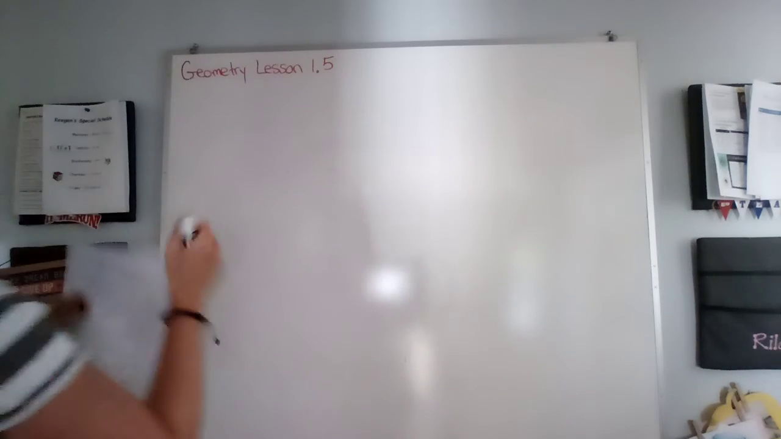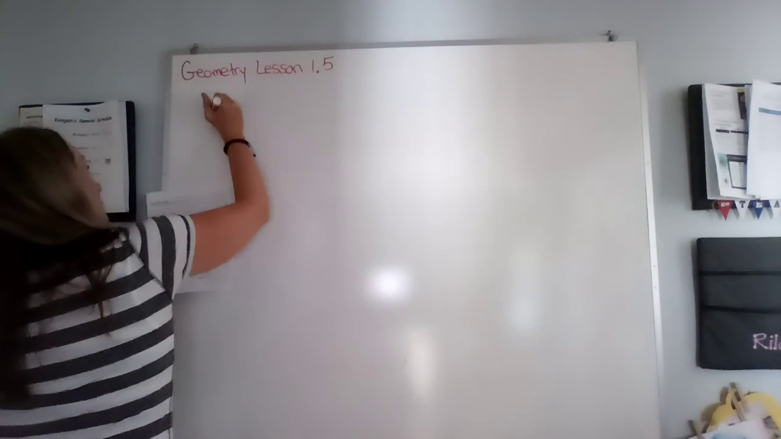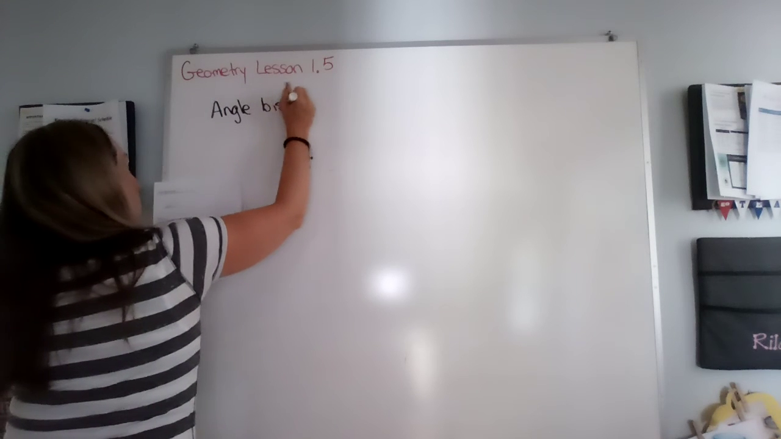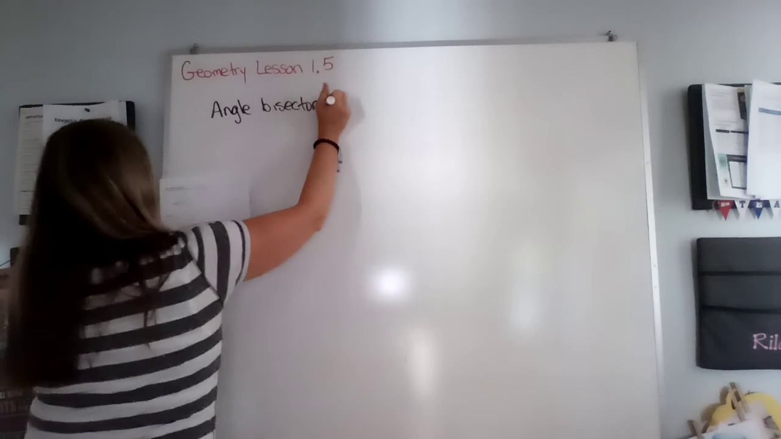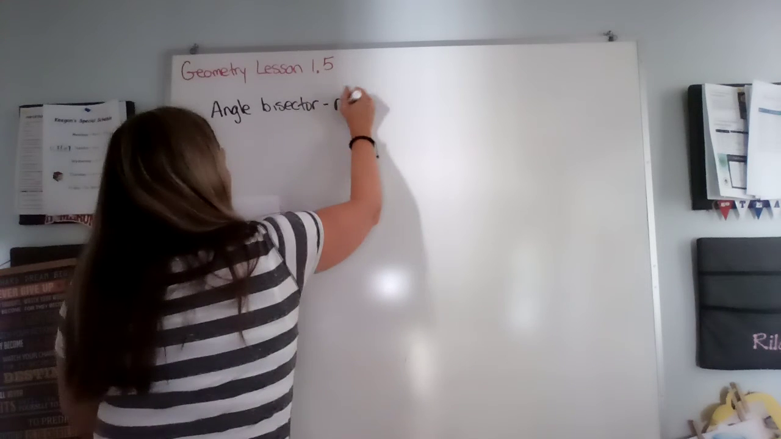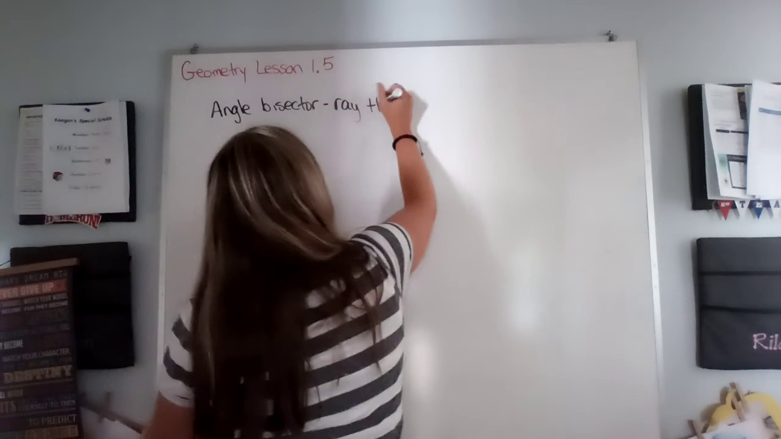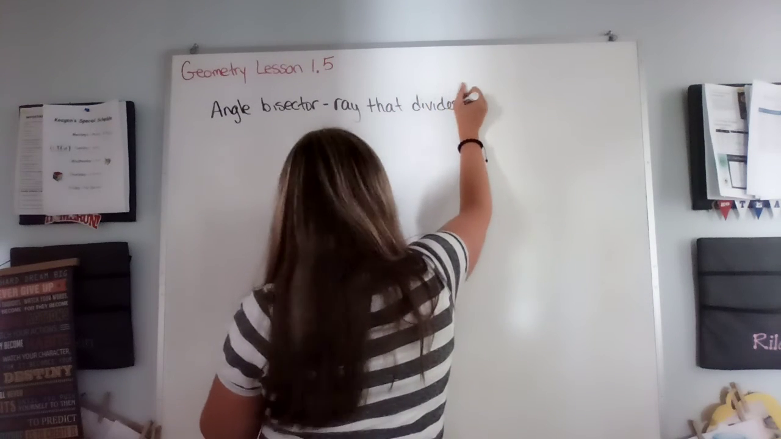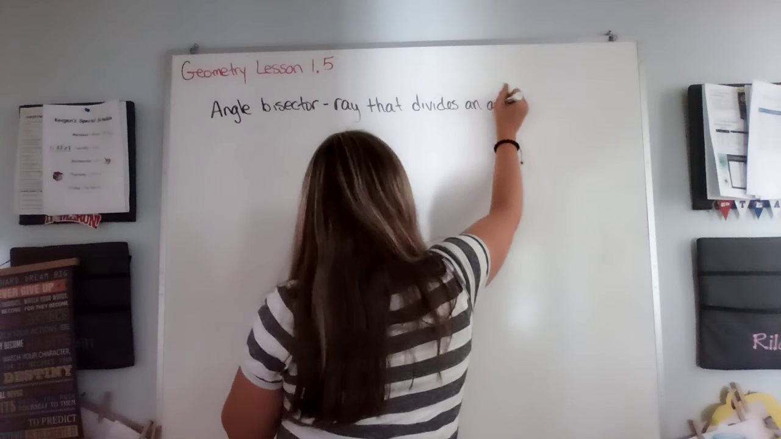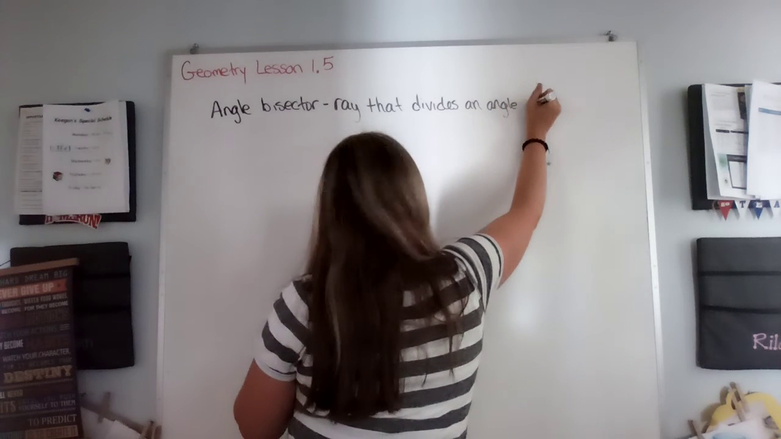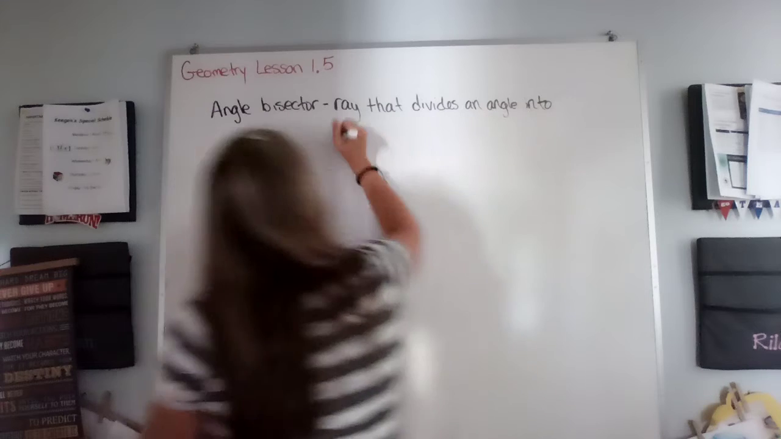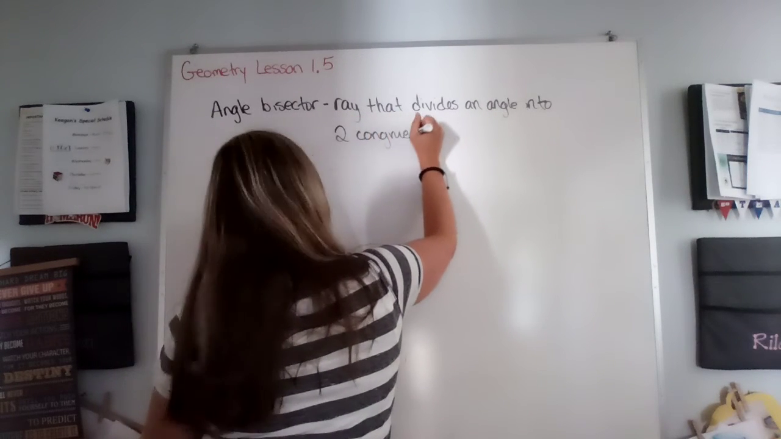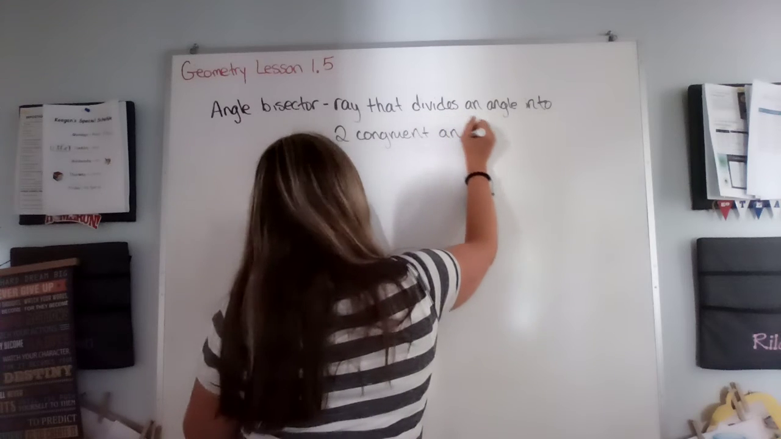Okay, so let me write down the definition first. Angle bisector. It's a ray that divides an angle into 2 congruent angles.